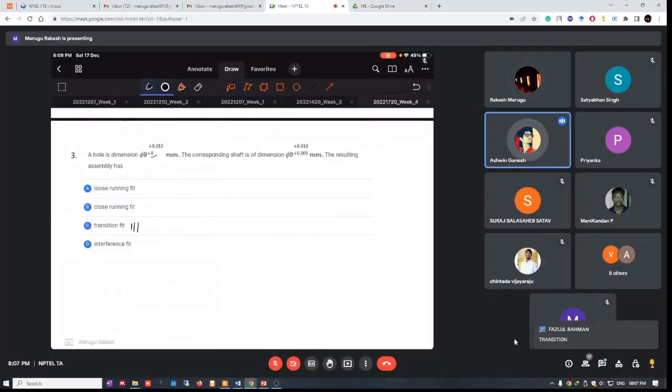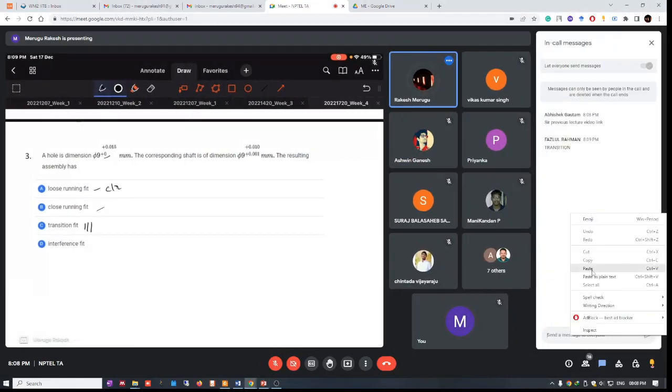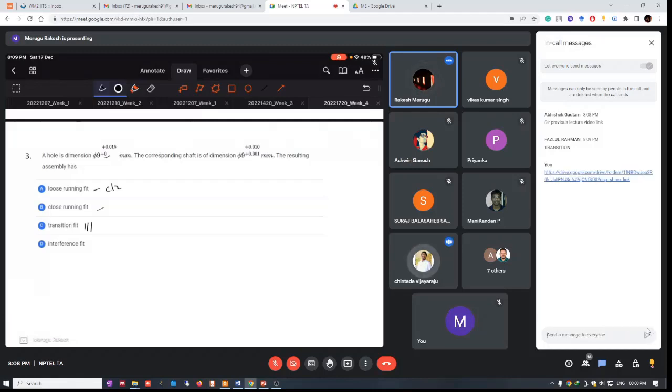Sir, what are those A and B options? Close running, loose running. When do we choose it? What is loose running fit? Yes, sir. Close running fit and loose running. What was close running fit? Can anyone remember what is close running fit? Closed tolerances, sir.